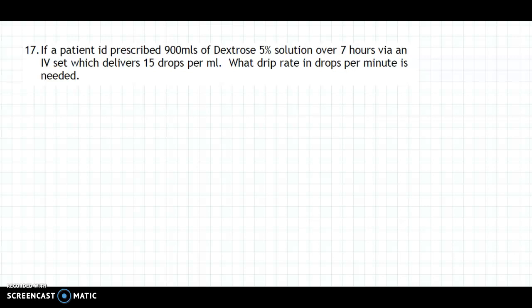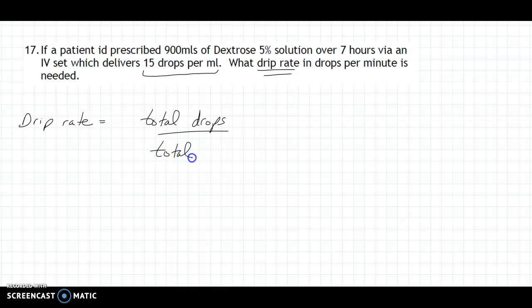If a patient is prescribed 900 mils of this stuff over 7 hours via an IV set which delivers 15 drops per mil, what's the drip rate in drops per minute? Right? The drip rate equals total drops divided by total minutes.